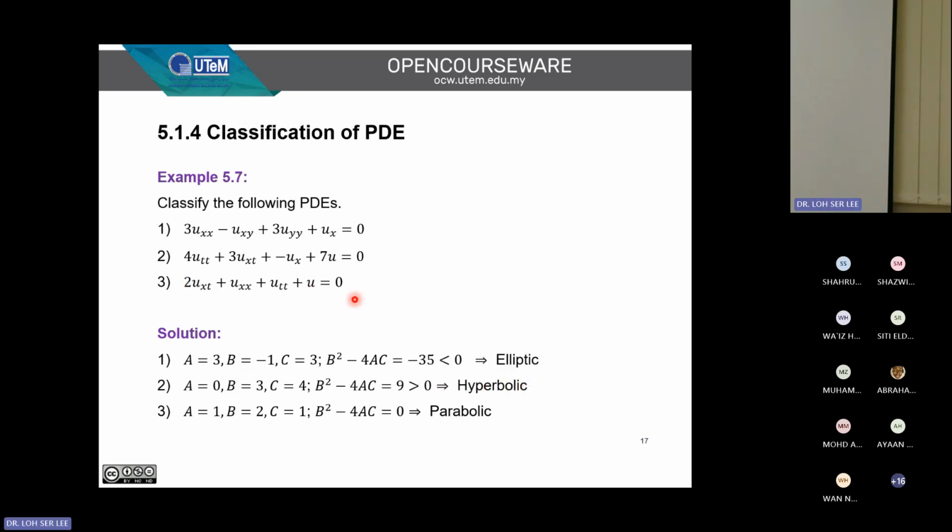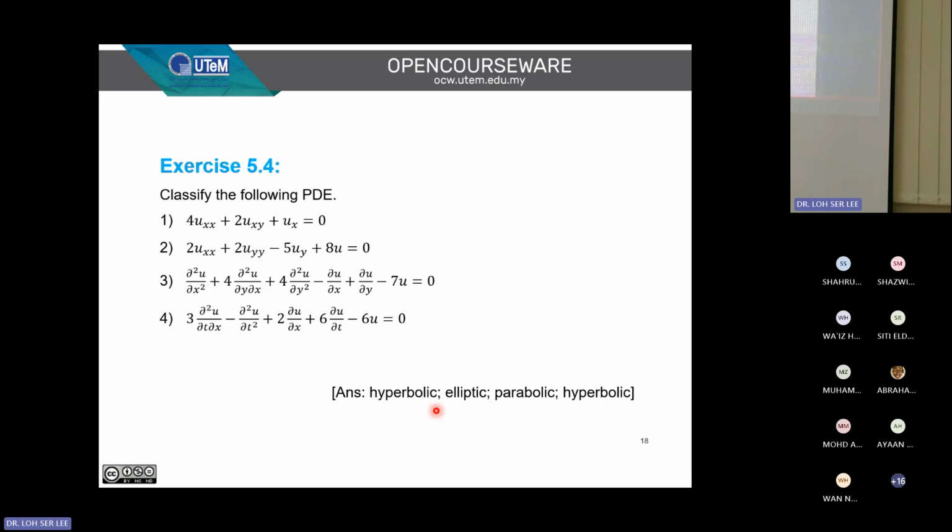The last one, what is your B? 2, the one from the mix, B is 2. The other two, both are 1. So A is 1, C is also 1. So when you compute B squared minus 4AC, you get 0. That means parabolic. Put this in your mind. Now we look at this exercise. We try this exercise now.